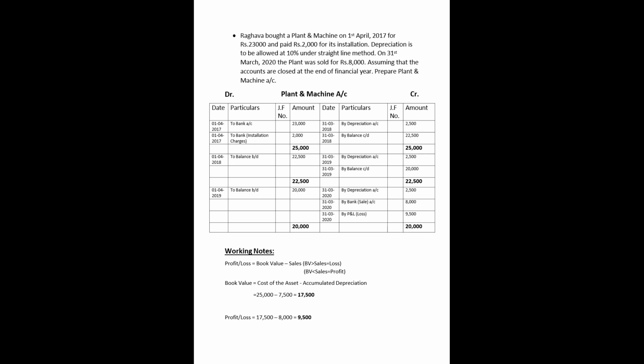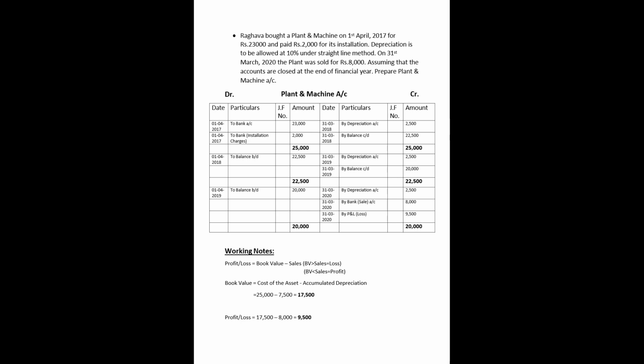On debit side, mention to bank account 23,000, that is cost of the asset, and to bank installation charges 2,000 should be mentioned on debit side. That comes to the total of 25,000. Calculate the depreciation for first year, that is 10% on 25,000. We'll get 2,500. Now balance both debit and credit. We'll get balance carried on amount. That needs to be mentioned as balance brought on in the next year.